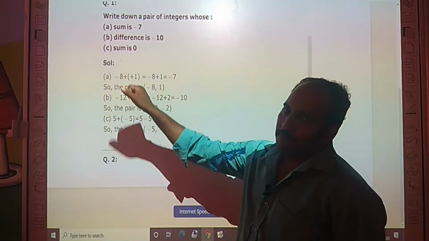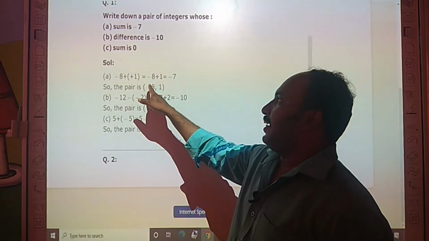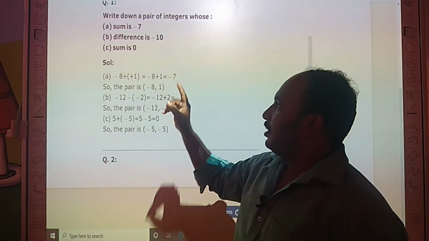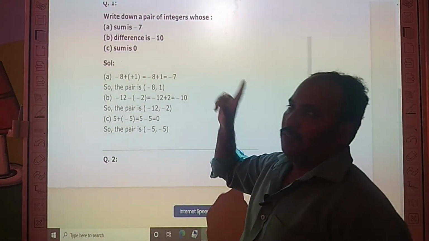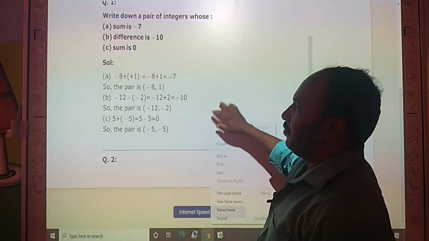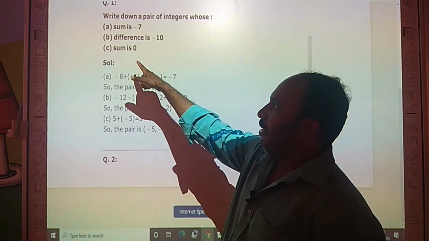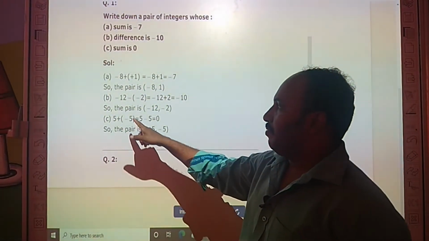The first one is minus 8. Then the second integer is plus 1. Minus 8 is an integer, then 1 is an integer. We want the answer minus 7. So minus 8 plus 1 is equal to minus 7. So the pair is minus 8 comma 1. Then B, the difference is minus 10.